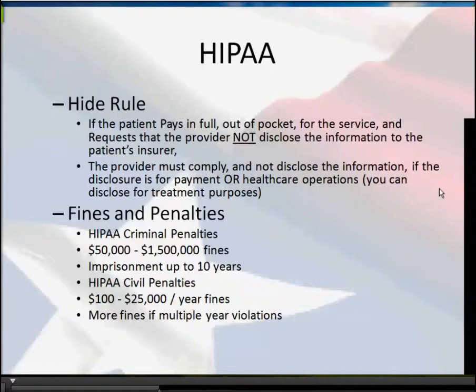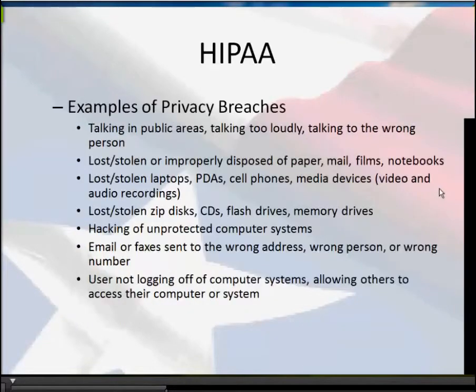Fines and penalties under federal HIPAA law. Well, there's both criminal and civil penalties. Criminal penalties range from $50,000 to $1.5 million in fines and imprisonment of up to 10 years for a breach violation. Civil penalties range from $100 to $25,000 a year. But if there's a multiple year violation, the fines will go up.